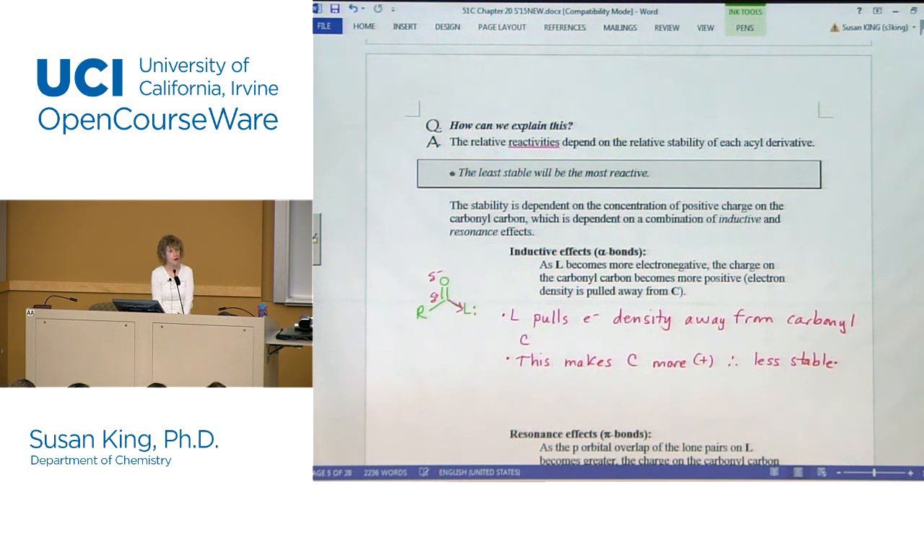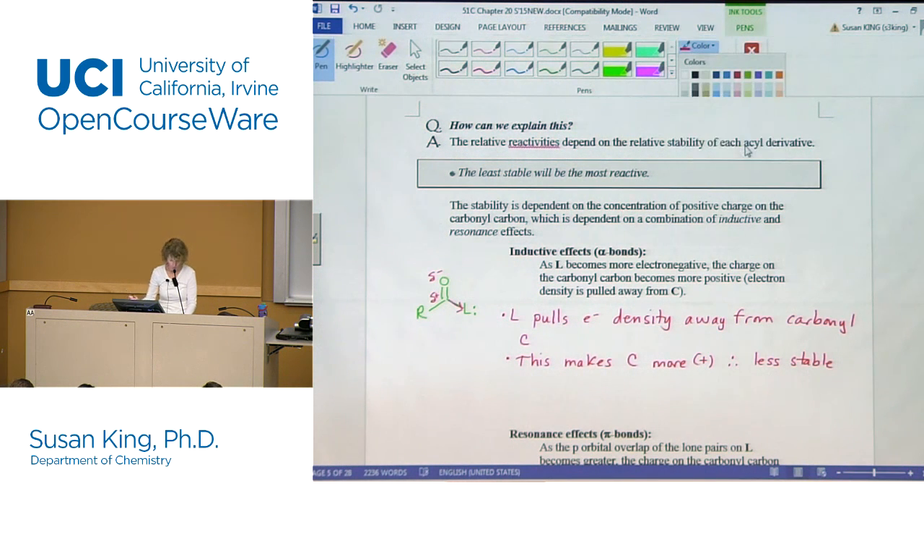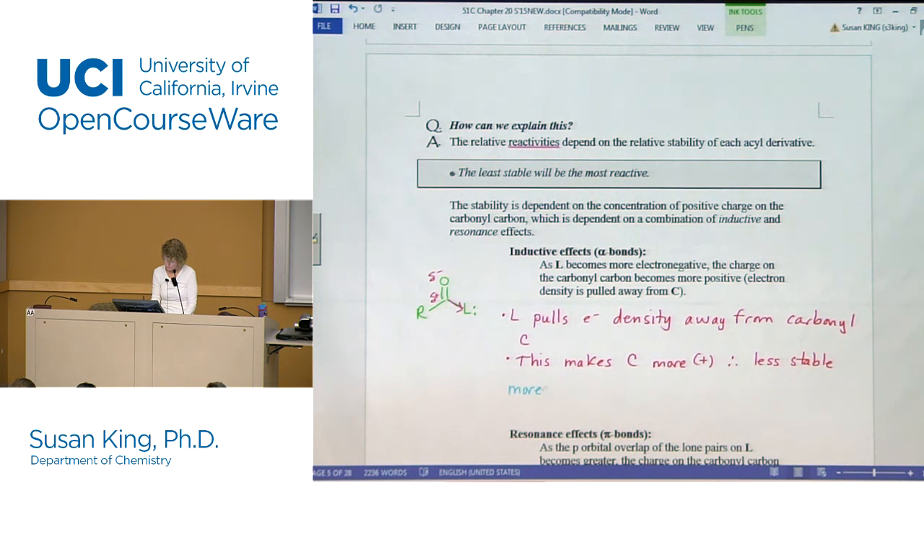If carbon is more positive, then nucleophiles are going to be more likely to attack it, right? If it's more positive, it's more electron deficient, that makes it less stable. It's going to be more reactive. And so more partial positive charge on the carbonyl carbon means more electrophilic. So more partial positive charge on the carbonyl carbon equals more electrophilic. And more electrophilic is more reactive. So that's inductive effect. So inductive effect is destabilizing.